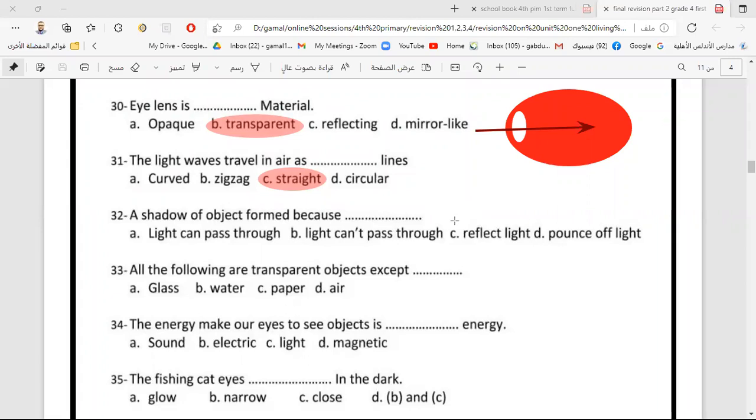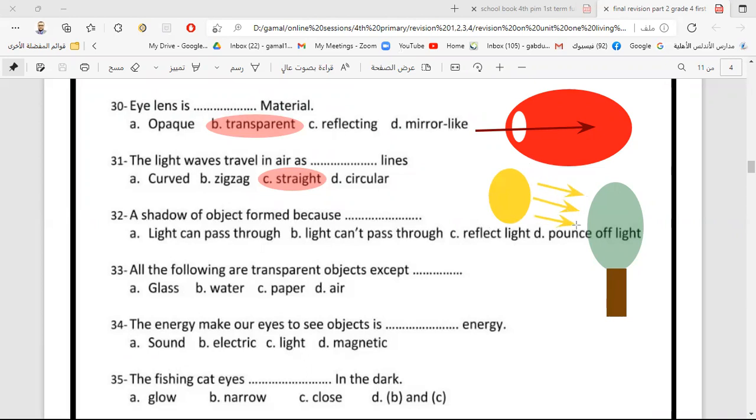The shadow of an object is formed because the light can pass through, reflect, or bounce off. Why is the shadow formed? If you have a tree, like this, for example, this is a tree, okay? And there is the sun here. The light of the sun comes from here, okay?